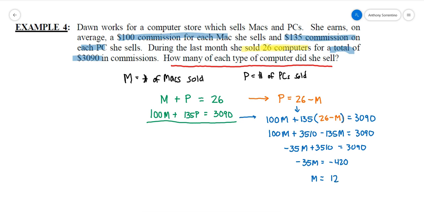So she sold 12 Macs, which means now, if I come up to this equation again, that's going to be 26 minus 12, which equals 14. So based on the information that we were gathering here, now we go back and make sure, am I answering the question that they asked for? Sometimes they may ask us how many PCs did she sell. They might ask how many of the other ones she sold. In this case, they're asking for both. So answer the question that's always given. Dawn sold 14 PCs and 12 Macs last month.